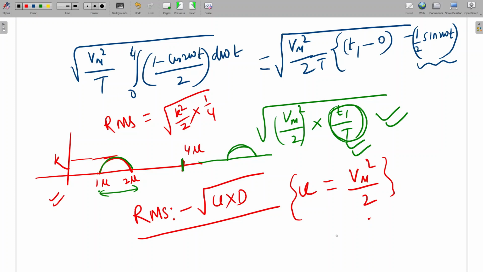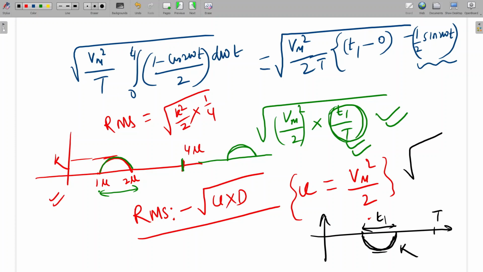Let's say I am drawing another waveform. This is the total time period, and here we are getting any sine or cosine, it will be the same, you can derive it. Let's say this is available for a small T1 duration, and the peak is K. So here also, what will be the RMS value? The RMS value will be the square root of U, where U is K square by 2 for this kind of waveform, into the duty. The duty is T1 by T. Is it clear to all?